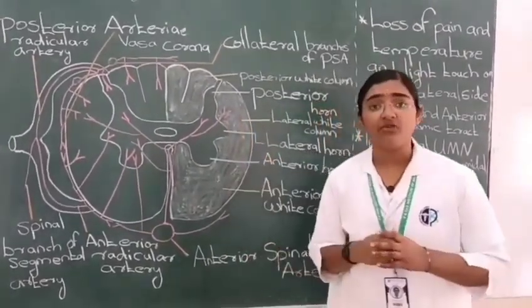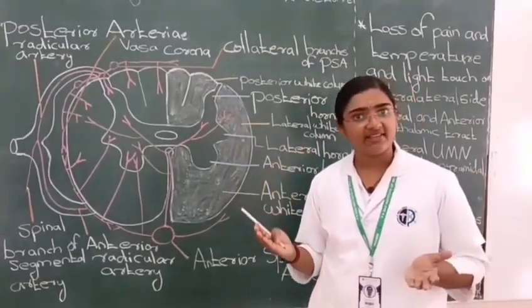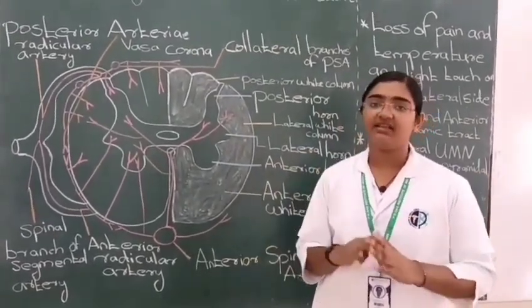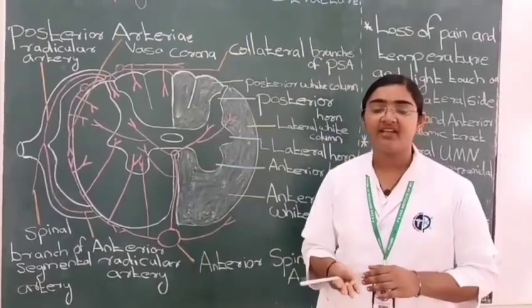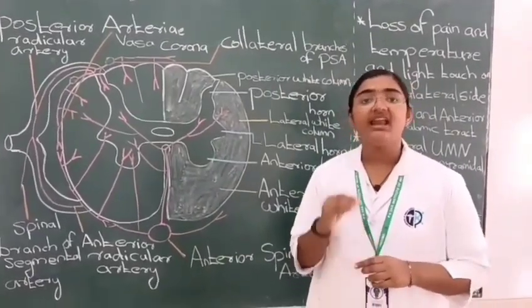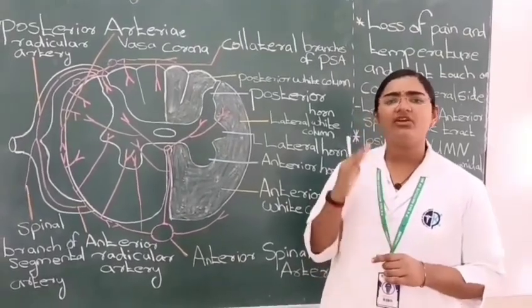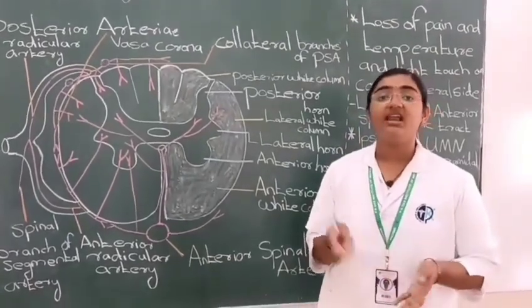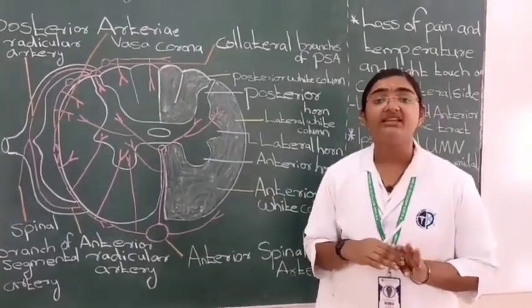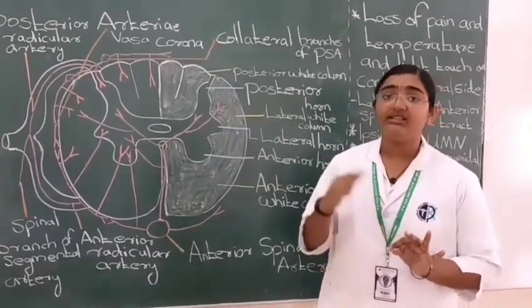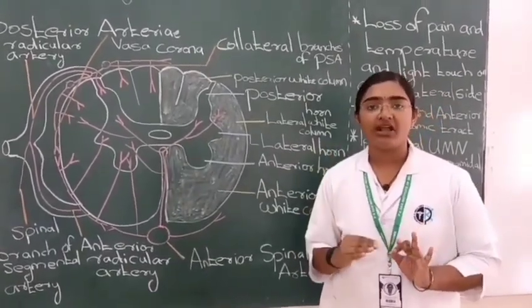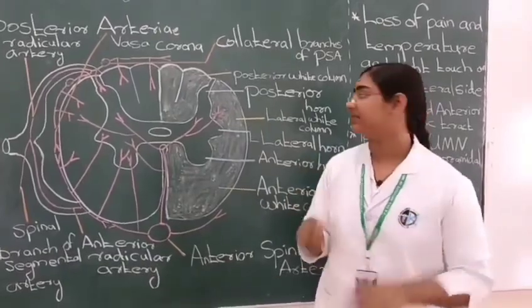Each column consists of tracts, either ascending tracts or descending tracts. Can you name some ascending tracts? Dorsal column tract, lateral spinothalamic tract and anterior spinothalamic tract. Can you name some descending tracts? Lateral corticospinal tract and anterior corticospinal tract. These descending tracts are also called the corticospinal tract.